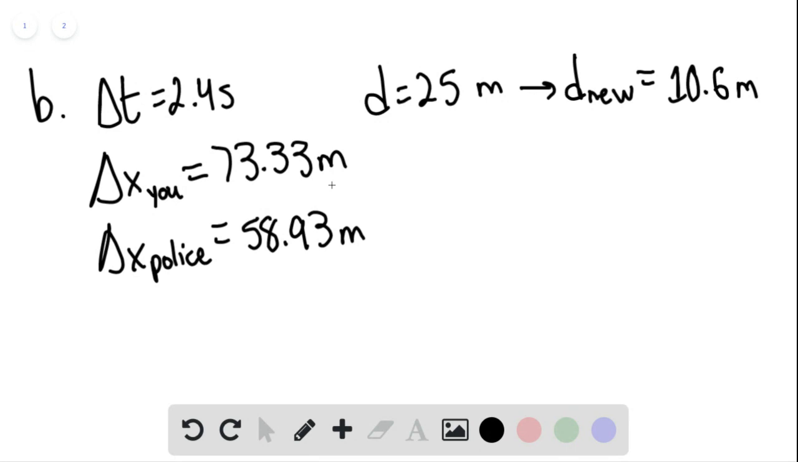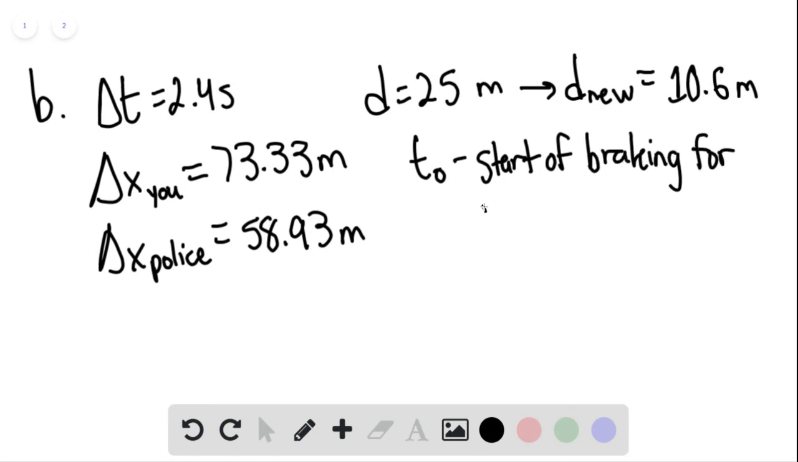So essentially, 73.33 minus 58.93 is 14.4, and then 25 meters minus 14.4 is, of course, giving us 10.6 meters. So 10.6 meters is the new distance between you and the cop car. Now, at the start of your braking, let's call this t initial, the start of braking for your car.